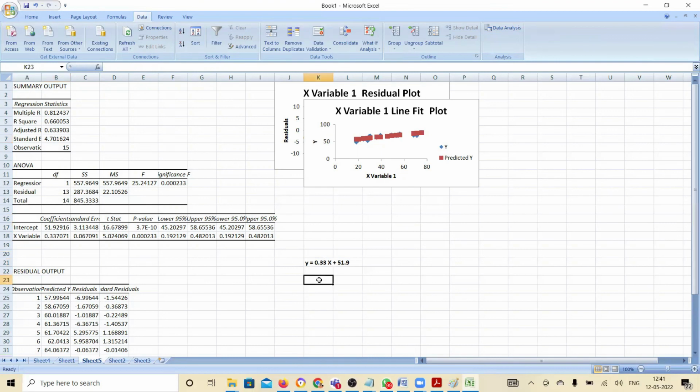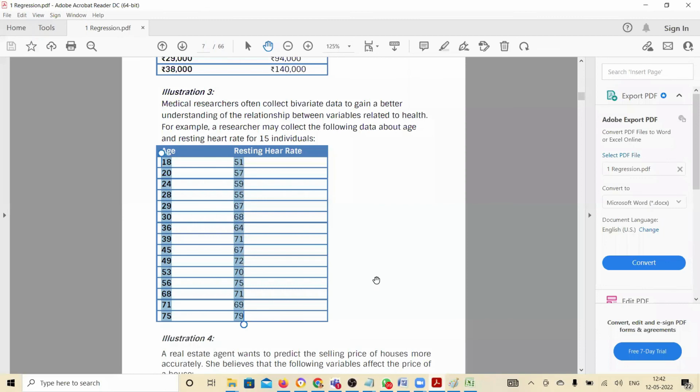If you want to predict the heart rate for, say, a 29-year-old, it's going to be 29 times 0.33 plus 51.9. So 61 is what we expect the heart rate to be for someone of age 29. This is how we actually use regression.